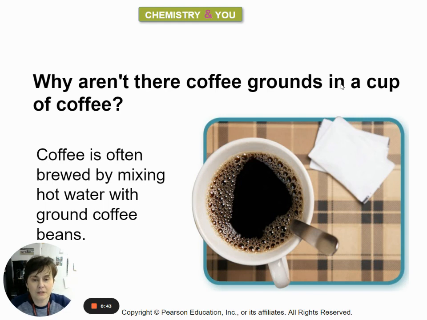Yeah, coffee grounds. If you make a cup of coffee, you shouldn't have any grounds in the coffee, even if you use a coffee maker like mine here. If you use a little Keurig cup, then those grounds stay in the little cup. Coffee's often brewed by mixing hot water with ground coffee beans. So what's to stop the little pieces of coffee grounds from coming into your coffee? Think about that for a minute.